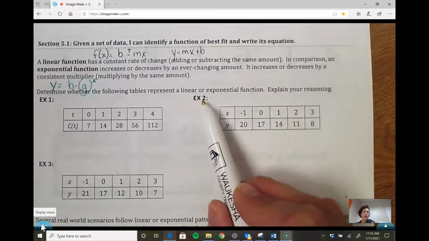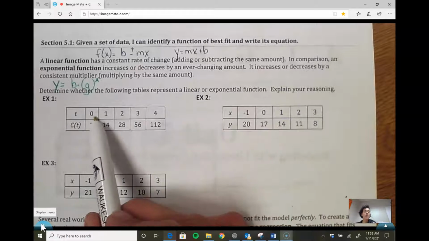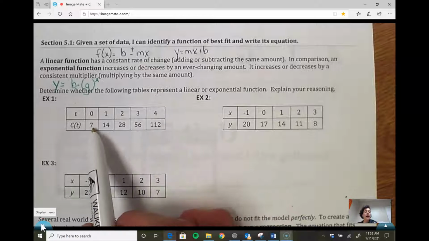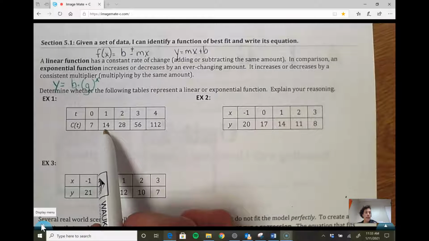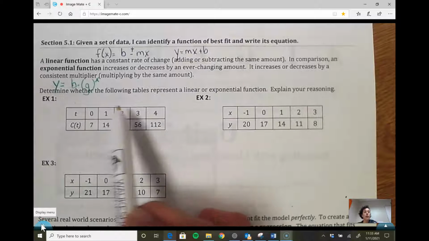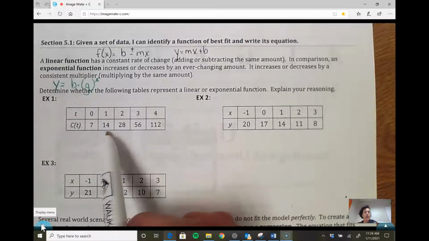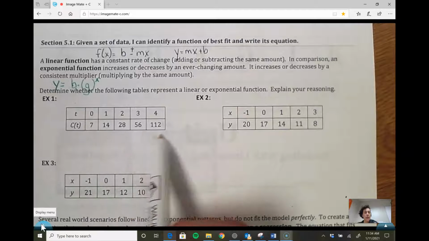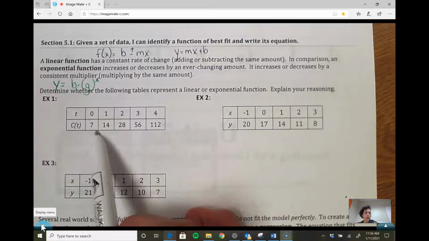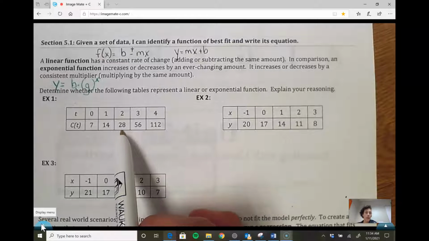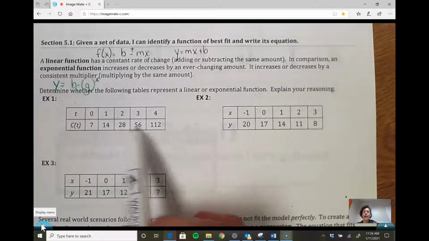And actually, I don't know why I started with this one. Let's start with this one, example 1. My x's are going up by 1, and I go from 7 to 14 to 28 to 56 to 112. As I was saying, I like to see if it's linear. Since it's getting bigger, what I want to see is, are they adding the same amount each time? They're not adding the same amount each time. To get from 7 to 14, I add 7. To get from 14 to 28, I add 14. To get from 28 to 56, I add a different amount.